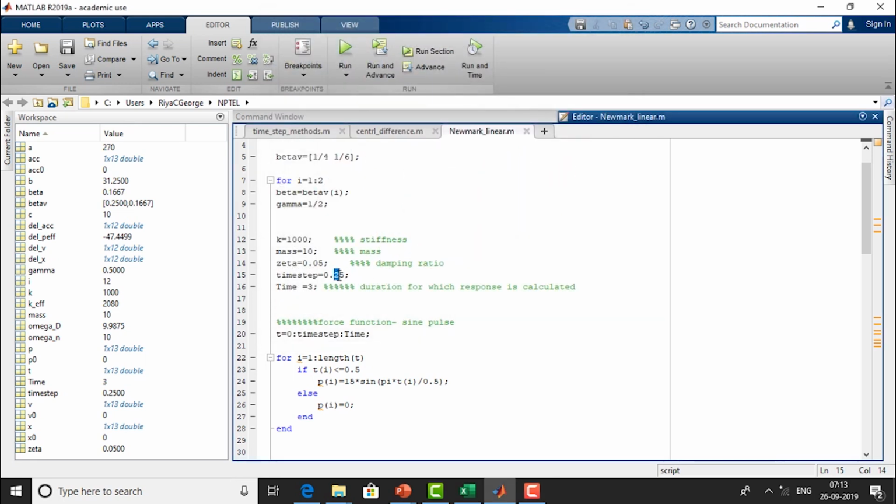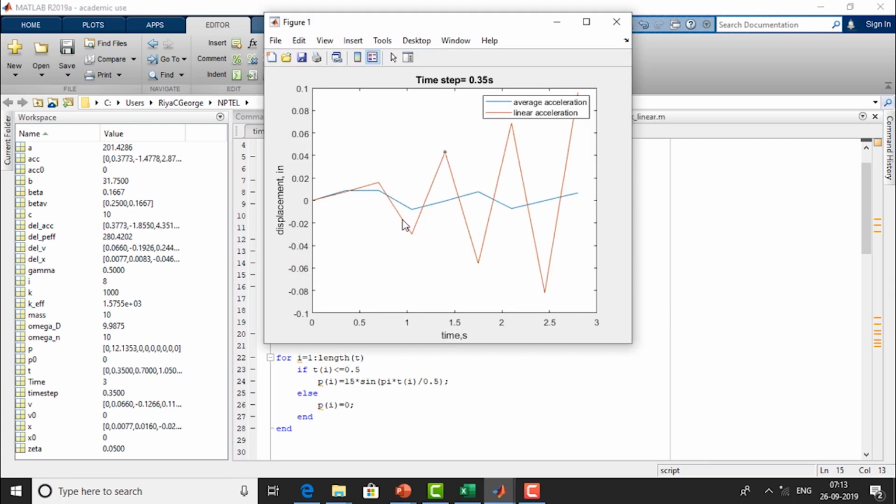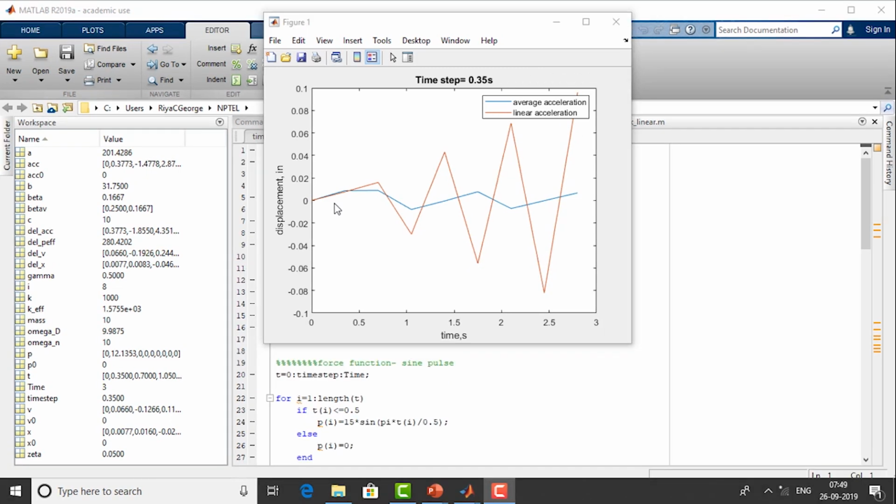If we increase the time step further, say let's make it 0.35, now the linear acceleration method goes out of bound. So this becomes unstable. The response calculated using the average acceleration method, the blue curve, is stable. But the accuracy of this response will be affected because of the large time step. The response is stable, but the response calculated using linear acceleration approximation is unstable.